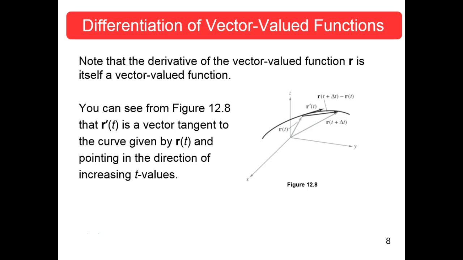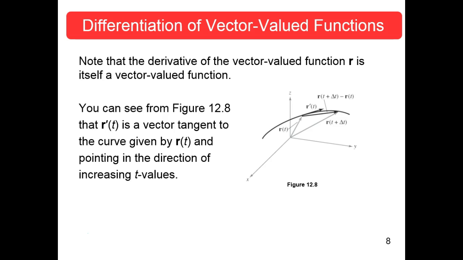Okay? Note that the derivative of a vector-valued function r is itself a vector-valued function r prime. So if you're taking the derivative of a vector, you're going to get a vector. Even though you're taking the derivative of each of the components or scalars, they go with the vector, the same vector that the function was. You can see from this figure that r prime of t is a vector tangent to the curve given by r of t and pointing in the direction of increasing t values.